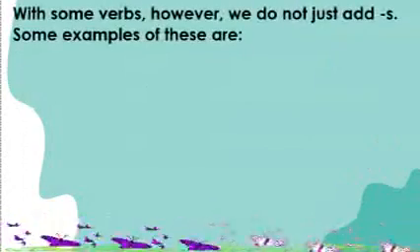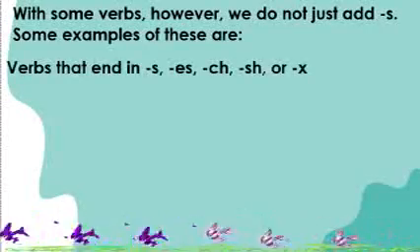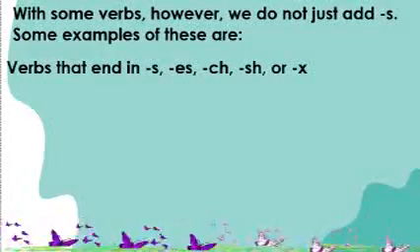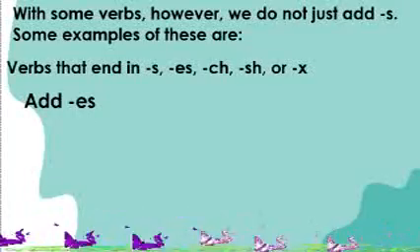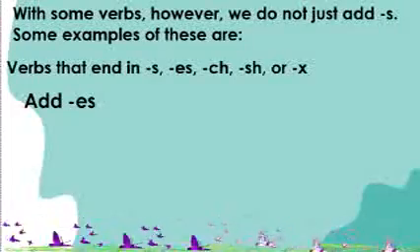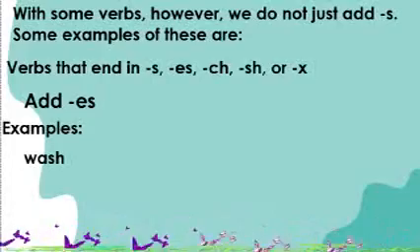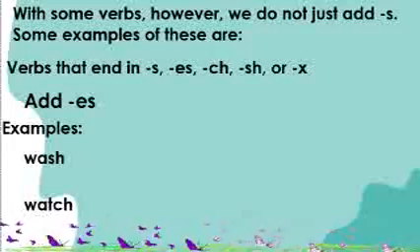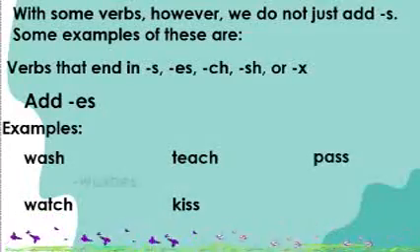With some verbs, however, we do not just add S. Some examples of these are verbs that end in S, CH, SH, or X. If this happens, we add ES. So again, when the verb ends in S, CH, SH, or X, we do not add S, we add ES. Examples are wash. Wash ends in S and H, that's why we will add ES. Another one is watch, teach, kiss, pass.